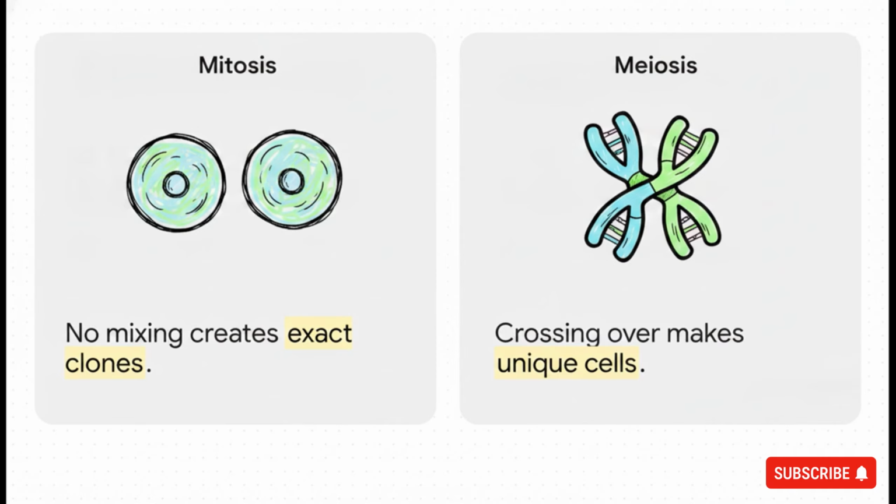But the differences in the DNA go way beyond just the sheer number of chromosomes. Because mitosis needs to create exact clones, there's zero genetic mixing. It simply copies. But meiosis requires something really special called crossing over to occur, and that results in cells that are completely genetically unique from one another.